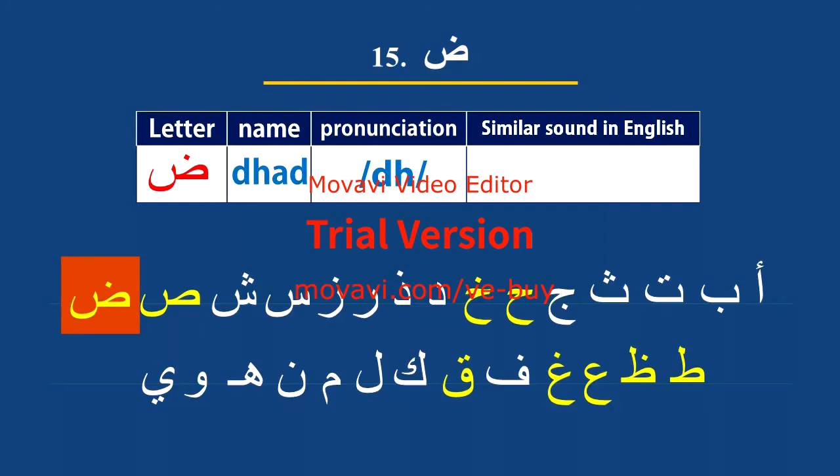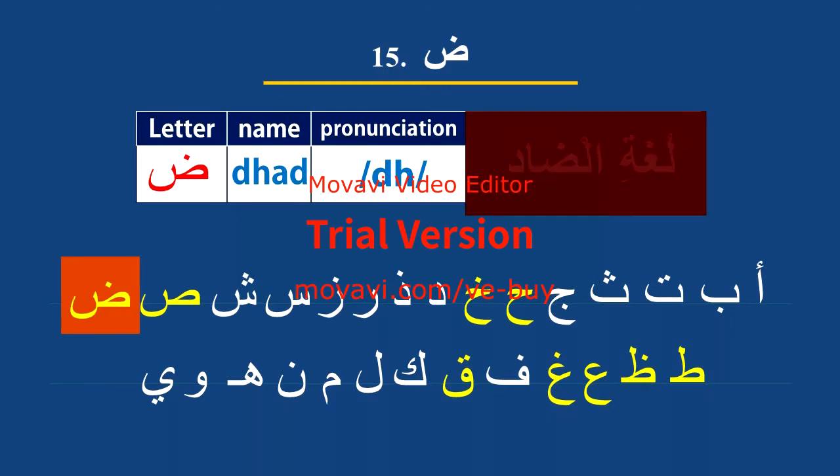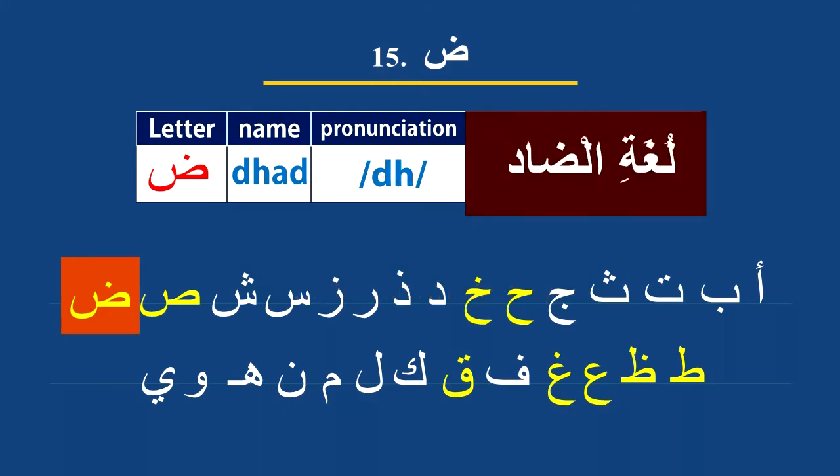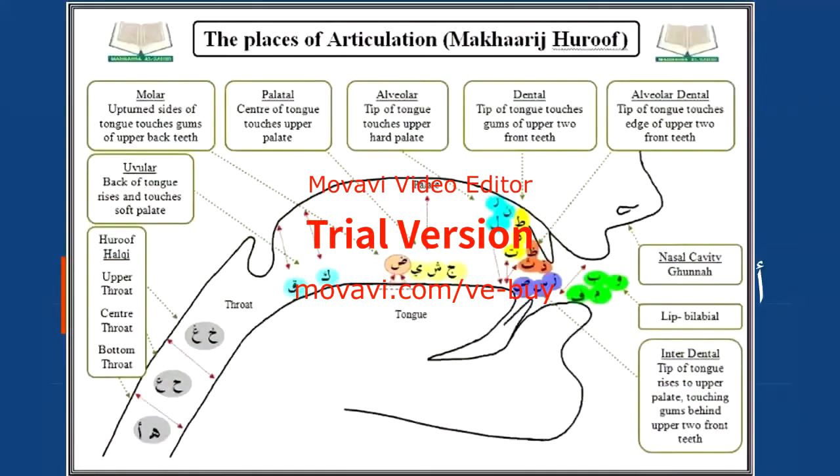Dad has a pronunciation that is not found in English. Actually, with this particular letter, Arabic is known as Lughatul Dad, the language of Dad, since this letter is only found in Arabic and not in any other language in the world. Its place of articulation is molar, where the upturned side of the tongue touches the gums of the upper back teeth.